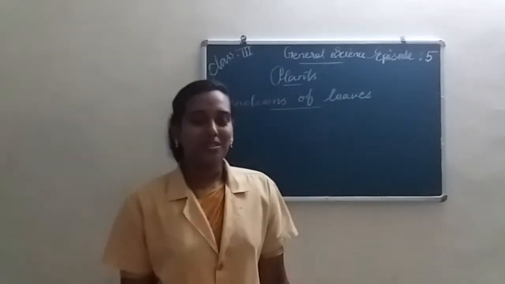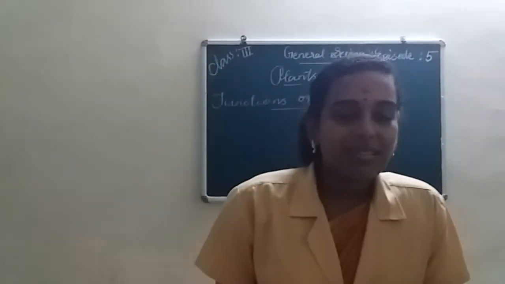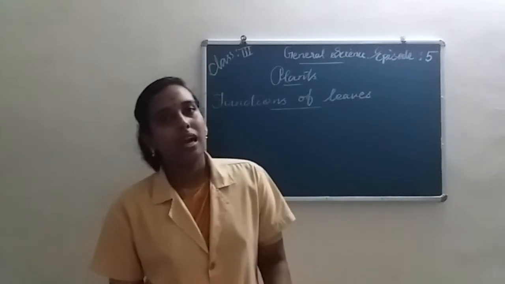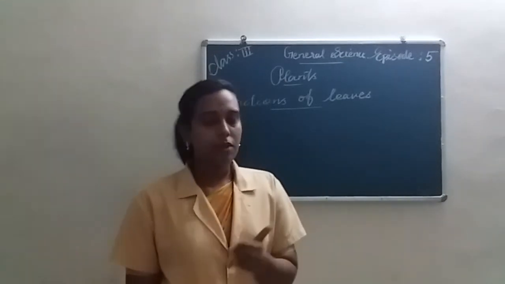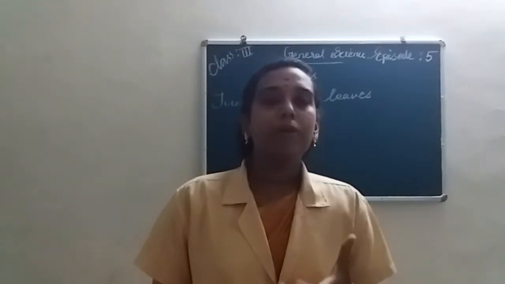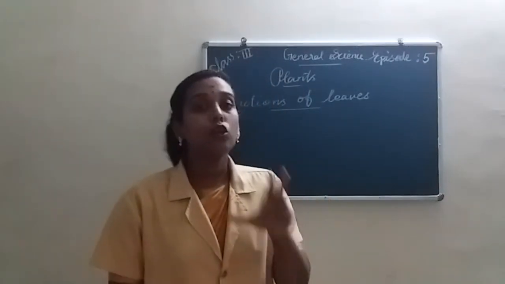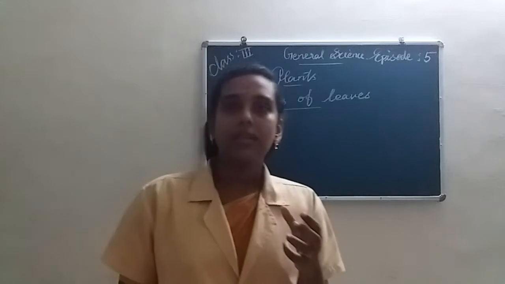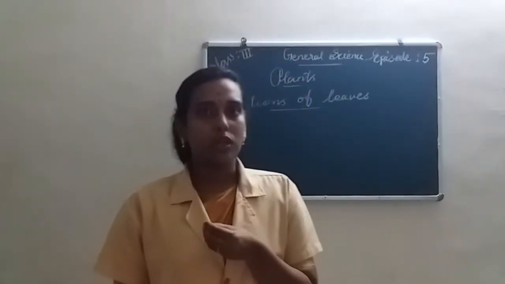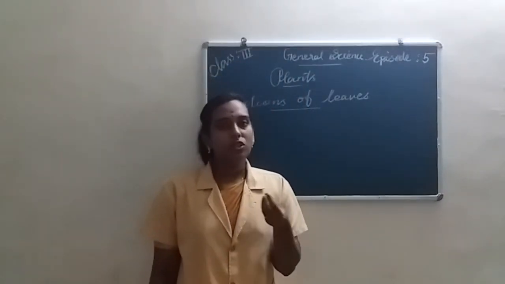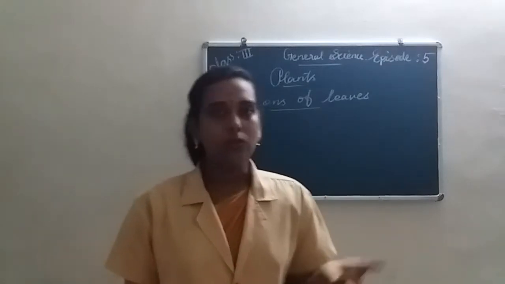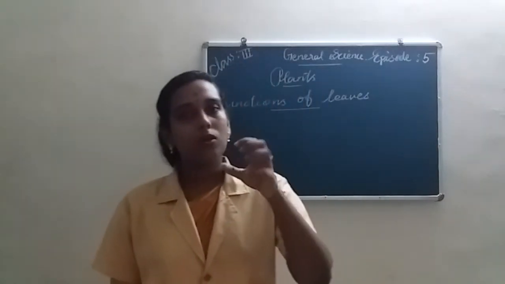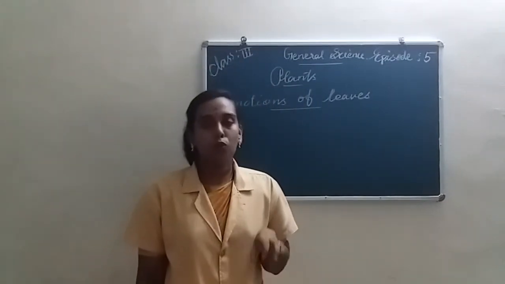Hi, good morning students. In the last class we discussed plants and the different parts of plants. A plant has two main parts. Which are the two main parts of a plant? Shoot and root. The part of a plant which grows above the soil is called shoot, and the part of a plant that grows underground is called root.